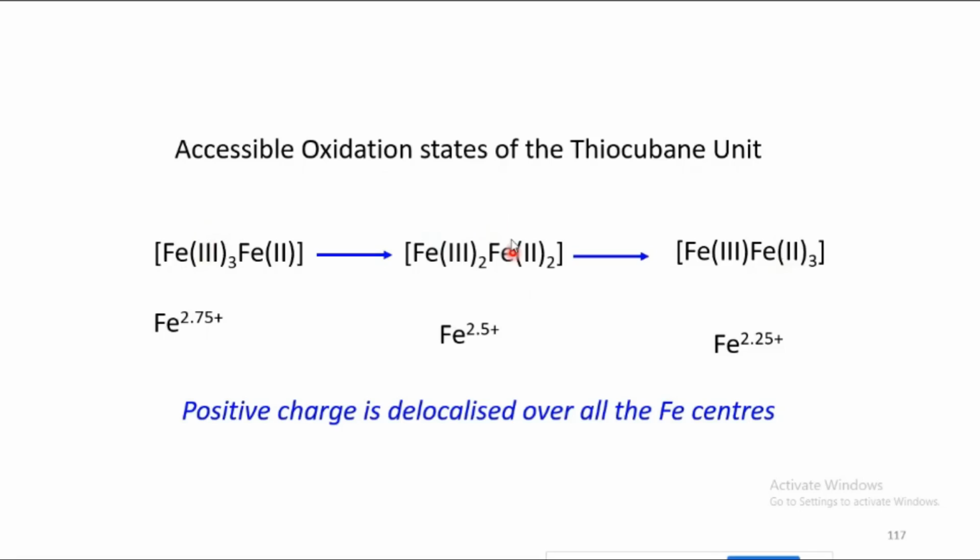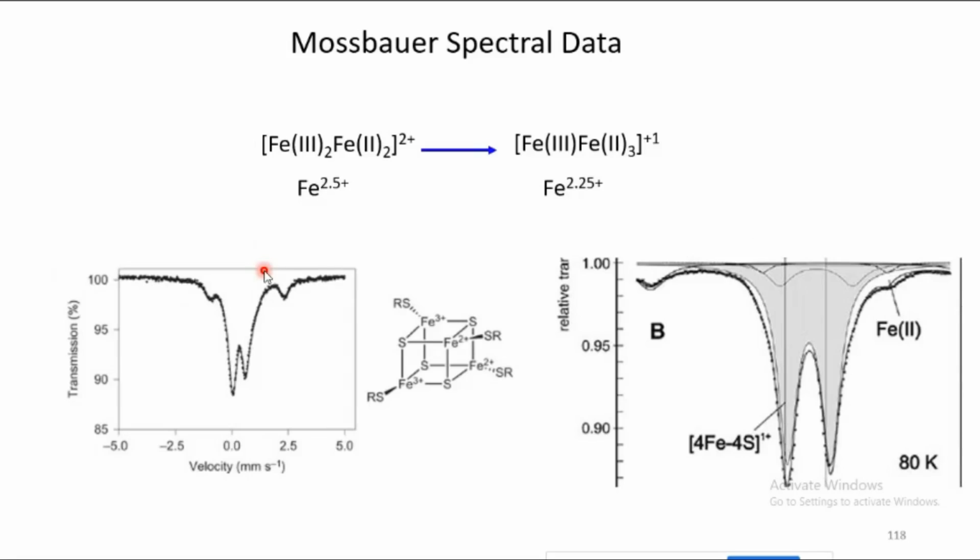This couple is for the high potential iron sulfur protein. This is entirely different. Here what is happening? 1 iron center is undergoing oxidation, and here it is undergoing reduction. This is the redox couple. It is the oxidized form, this is the reduced form, whereas this one is the oxidized form of the high potential iron sulfur protein.